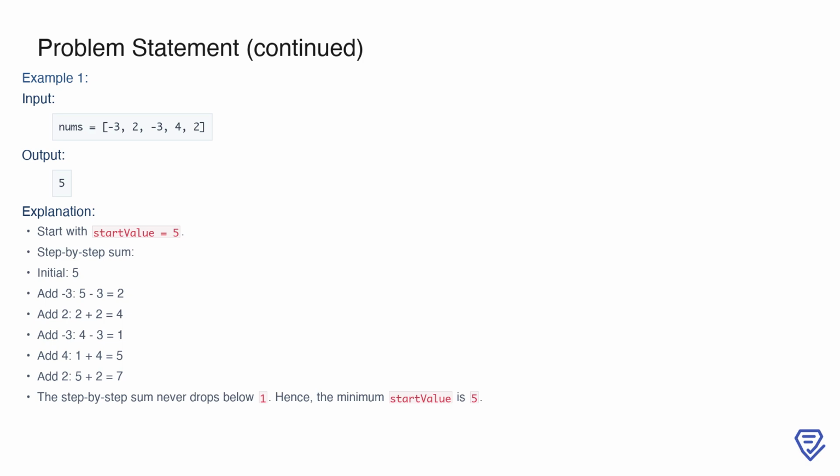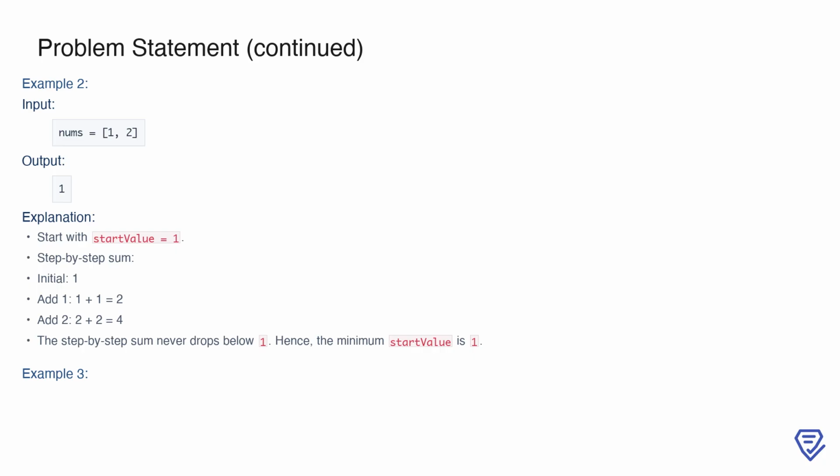Here, the input array is nums equals -3, 2, -3, 4, 2, and the output is 5. Starting with start value equals 5, we calculate the step-by-step sum. Initially, the sum is 5. Adding the first element, -3, gives us 2. Adding the next element, 2, results in 4, then subtracting 3 gives 1. Adding 4 increases the sum to 5, and finally, adding 2 results in 7. Notice that at no point does the running sum drop below 1. Therefore, start value equals 5 is the minimum value that satisfies the condition.